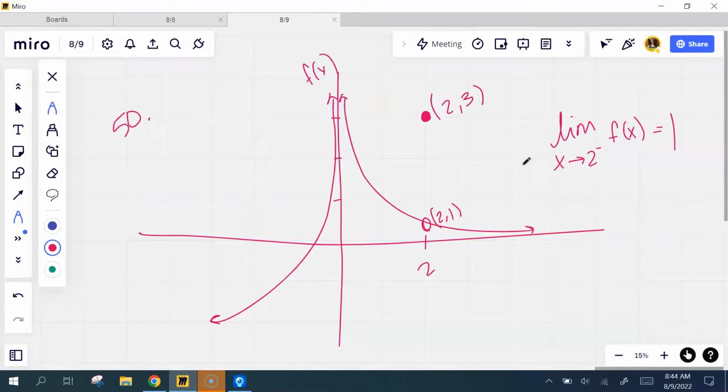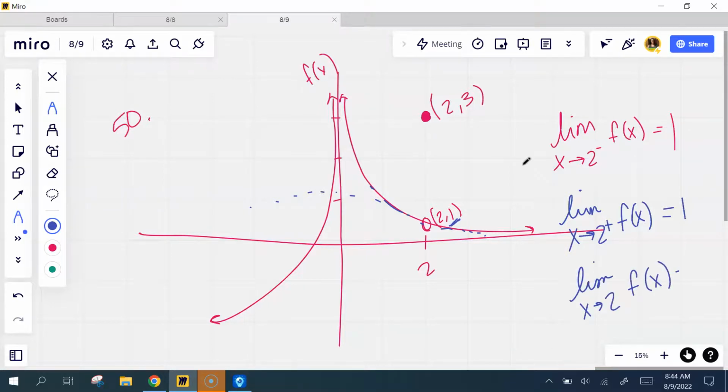You see why? As I come in from the left side, I'm coming down this piece and I'm getting closer and closer to 2 and closer and closer to the y value of 1. Does that make sense? What if I come in from the right? It's still 1. As I come in from the right, this still equals 1. What does that tell me about the limit at 2?